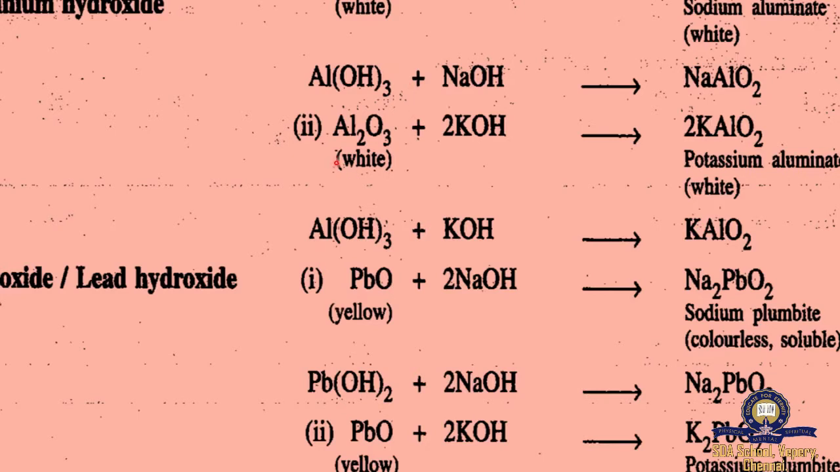So either it's an oxide or a hydroxide, they react with acid or base. It gives the corresponding salt and water. That's why we say amphoteric, the dual nature.